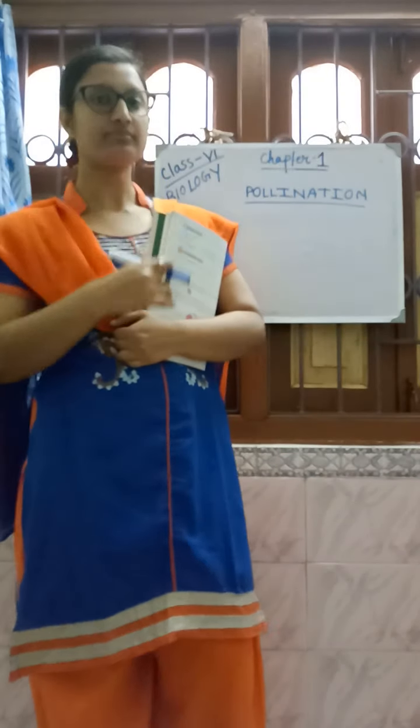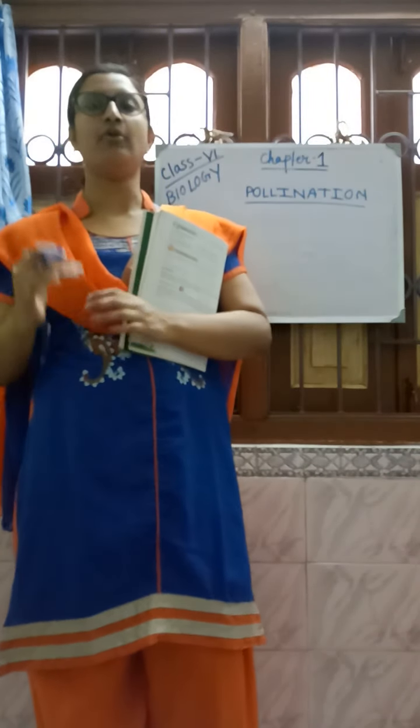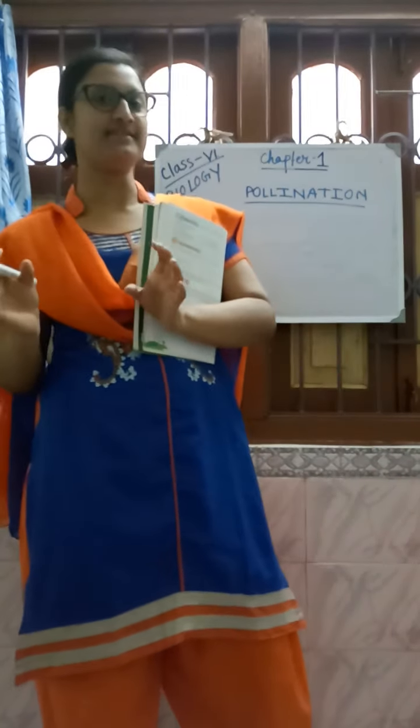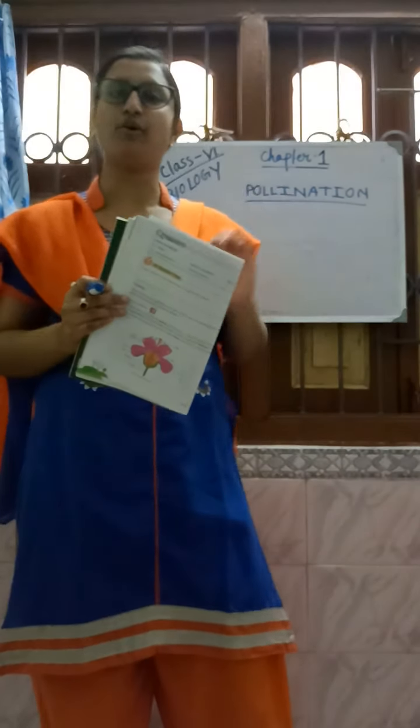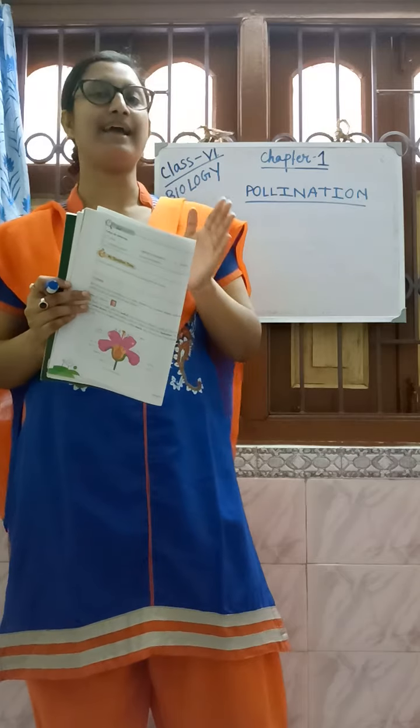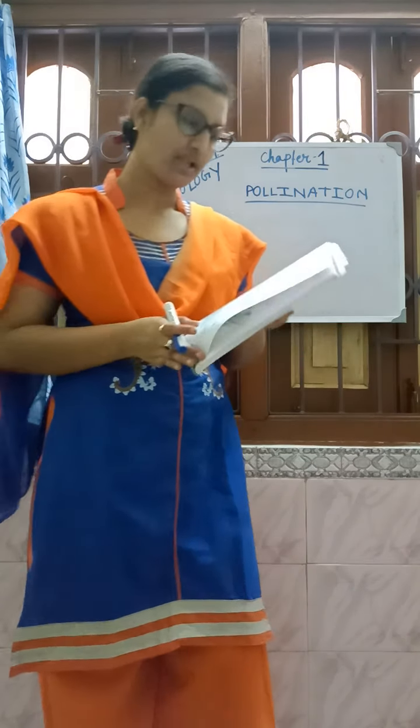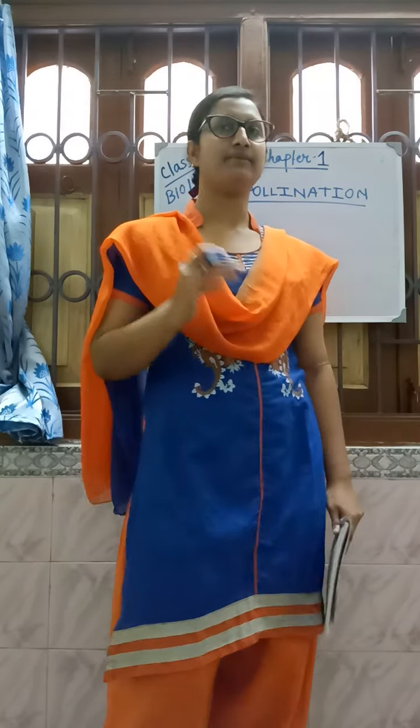The flower produces fruit. How it produces fruit, I will tell you later. This is the first function: the flower produces fruit. Inside the fruit the seed is present, and from these seeds new plants grow. That's why it is the reproductive part of a plant. The flower has two reproductive parts, the female reproductive part and the male reproductive part, with male gametes and female gametes.